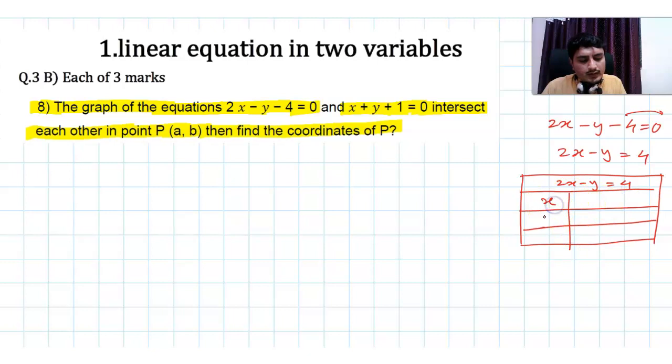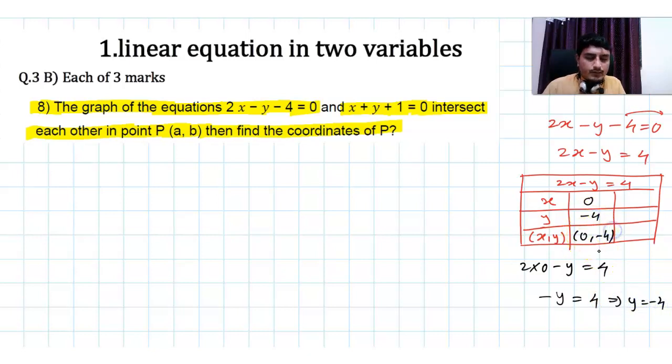First row for the values of x, next row for the values of y, and last row for x comma y. So we are assuming now the value of x becomes 0. What will happen then? 2 into 0 minus y equals 4. 2 into 0 is 0, 0 minus y is minus y equals 4. That implies the y value is minus 4. So the first coordinate we have is 0 comma minus 4.